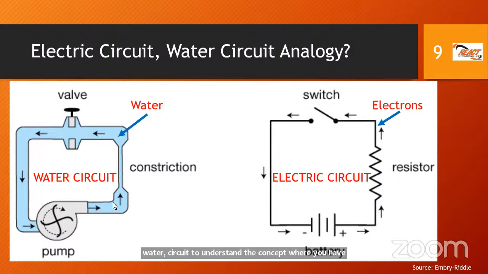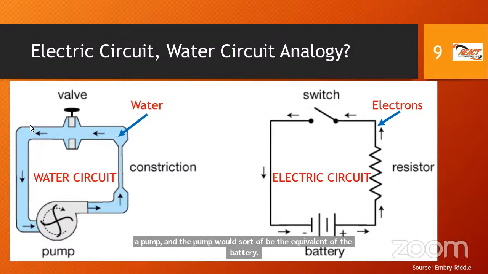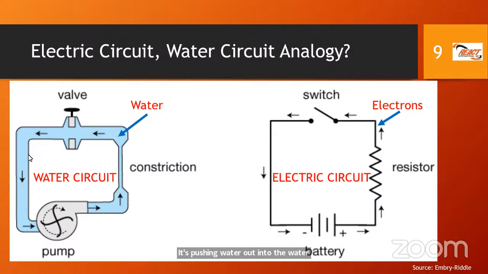It's pushing water out into the water circuit, into the pipes. So the pipes are the equivalent to the wires in an electric circuit. And inside of the water circuit, of course, we have water. Inside of the electric circuit, we have something called electrons. That's what's flowing. And of course, we have the equivalent where you have a resistance or load.